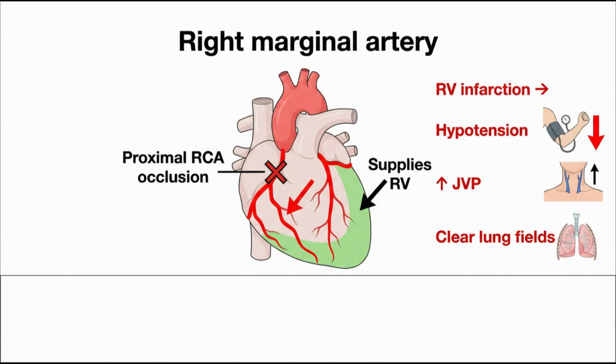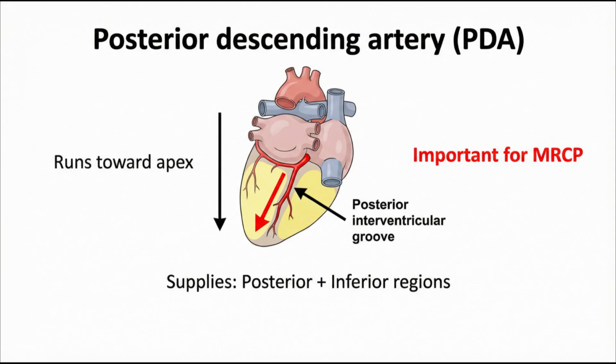The right marginal artery arises from the RCA and supplies the right ventricle. Its involvement explains right ventricular infarction in proximal RCA occlusion, which presents with hypotension, raised jugular venous pressure, and clear lung fields. The posterior descending artery, or PDA, is one of the most important branches in MRCP questions.